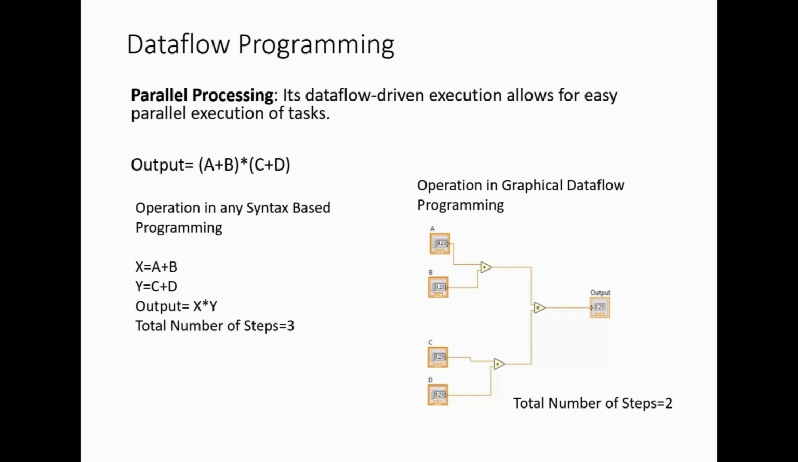In LabVIEW programming there is parallel processing, so different applications or different algorithms can be performed simultaneously if they are not interrelated. If one input is related to another output, at that time it will be sequential. But if all the inputs of the different nodes or blocks are independent, then they can be executed in parallel. That is the advantage of the data flow programming model.